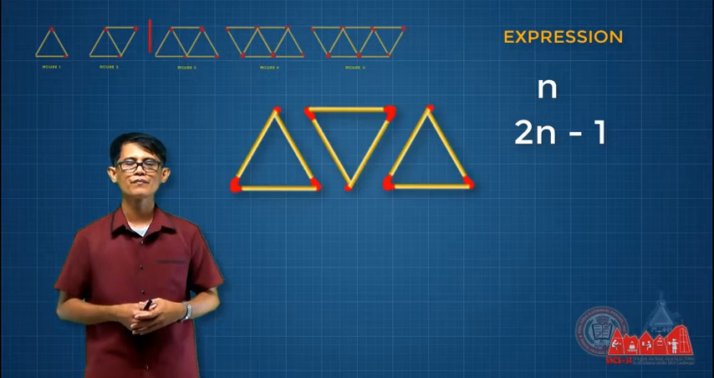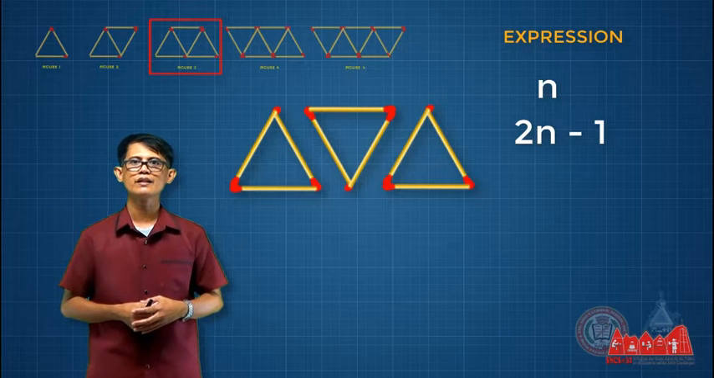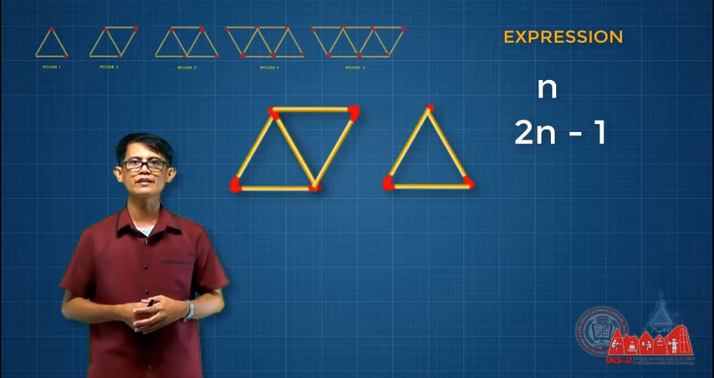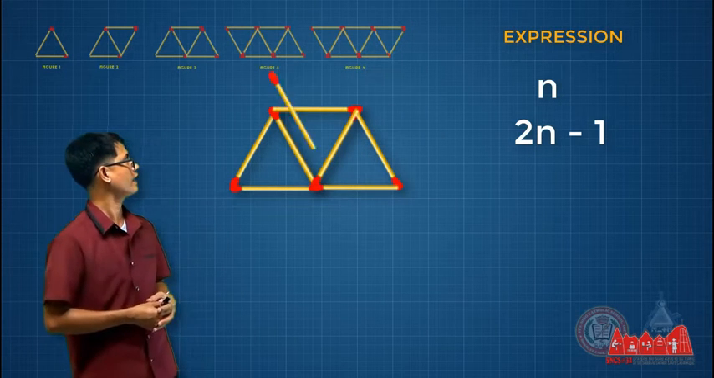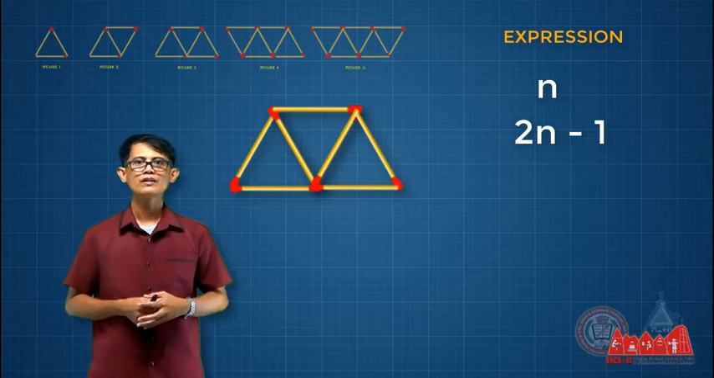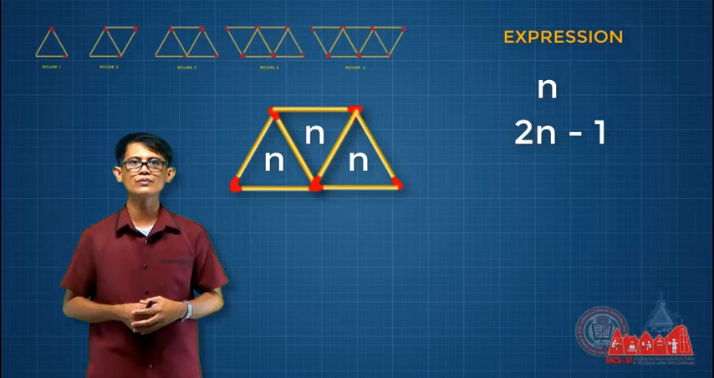How about figure 3? Because there are 3 triangles, there will be 3n. Is there an overlap? Yes, these 2 pairs, so we remove 2 matchsticks. One here and one here. So our next expression is 3n minus 2.